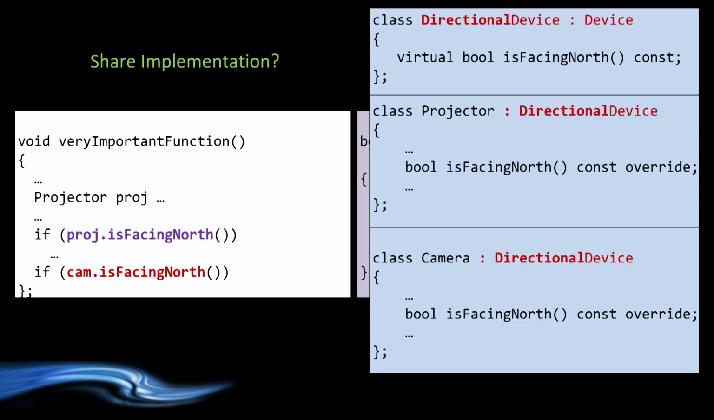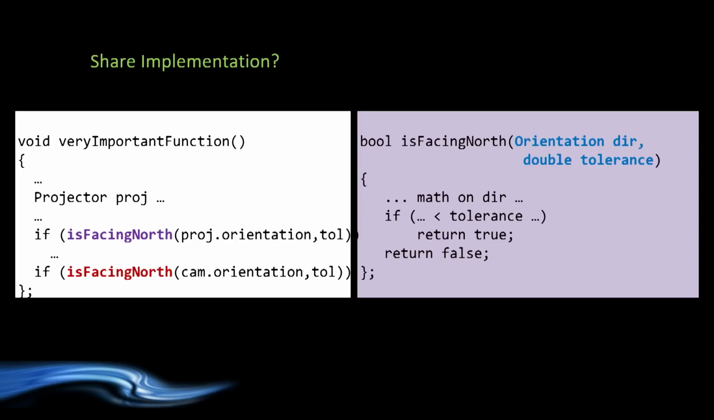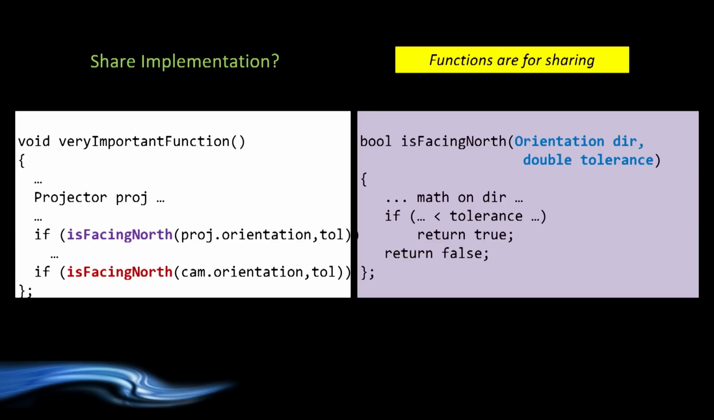So if you want to share implementation, you can use base classes. Or here's a crazy idea. You can write a function. You can just write a function that multiple things call. Functions are for sharing. And if you wanted to have the member functions, you could still have the member function, but they could all just call this free function, if it works for them. You don't have to build a hierarchy.